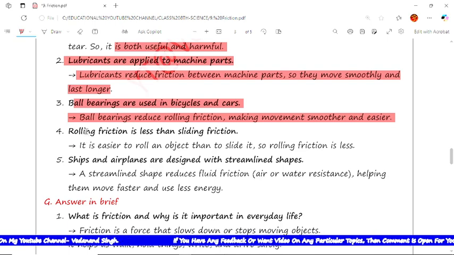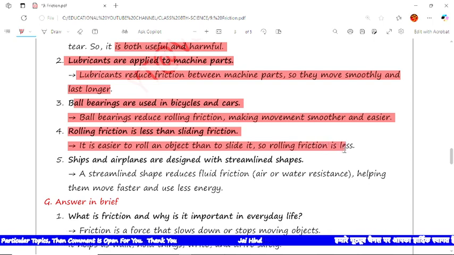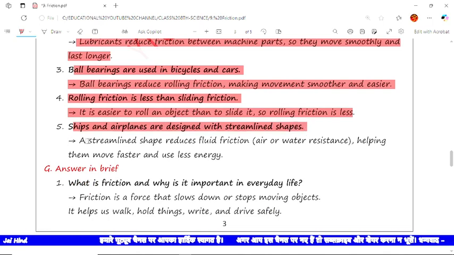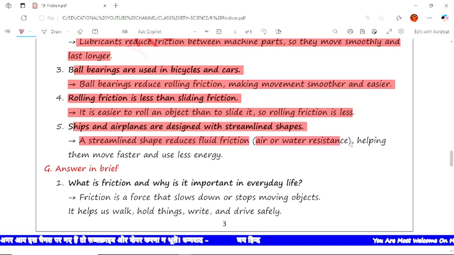Now the next statement is, rolling friction is less than sliding friction. The reason is, it is easier to roll an object than to slide it. So rolling friction is less. Now the next is, ships and airplanes are designed with streamlined shapes. The reason is, the streamlined shapes reduce the fluid friction, that is air or water resistance, helping them move faster and use less energy.